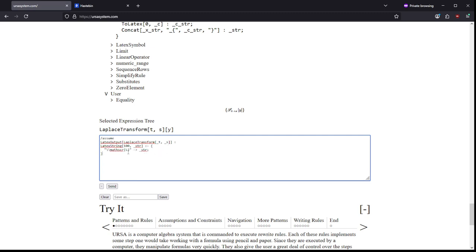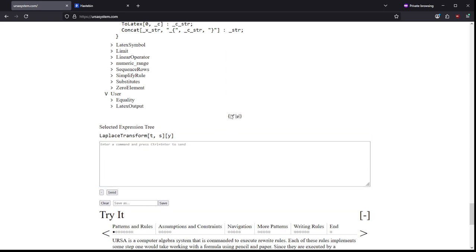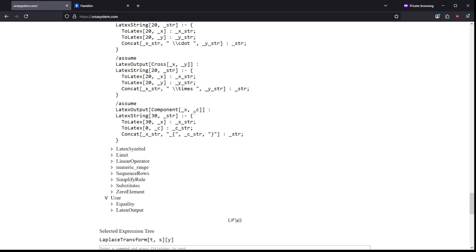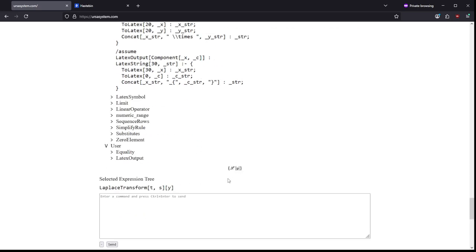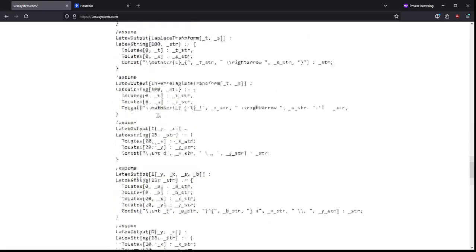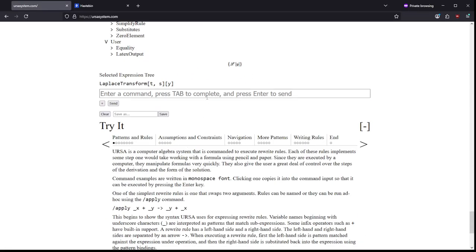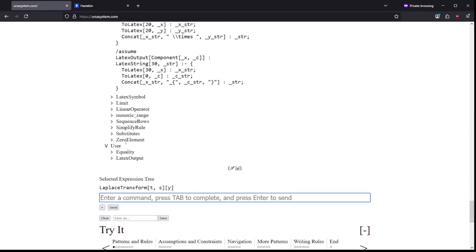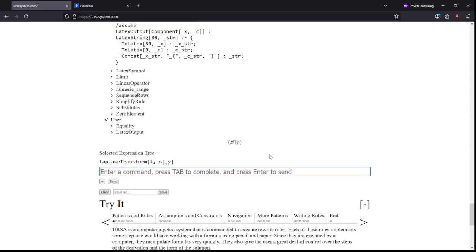Anyway, if I run this, this changes how the LaTeX is displayed, and now it's just L of y. So the LaTeX is configurable. So if you don't like how something is displayed, it can be adjusted. And there could even be settings, like display integrals this way or that way. But anyway, so much for Laplace transforms.